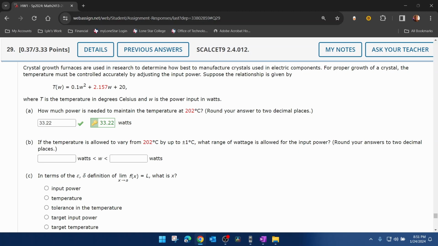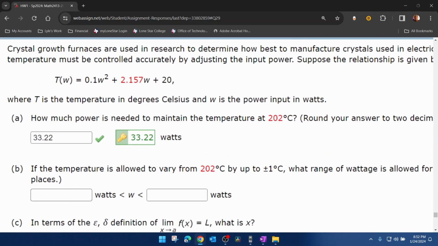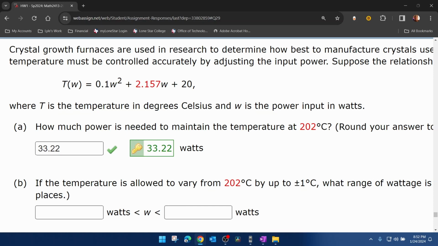It says crystal growth furnaces are used in research to determine how best to manufacture crystals used in electric components. For proper growth of a crystal, the temperature must be controlled accurately by adjusting the input power. Suppose the relationship is given by, so they've given us a function where T of W is the temperature and W is the power in watts.